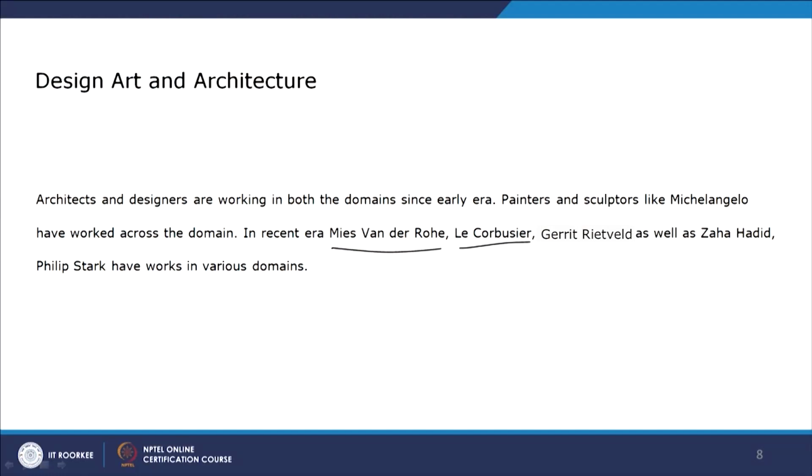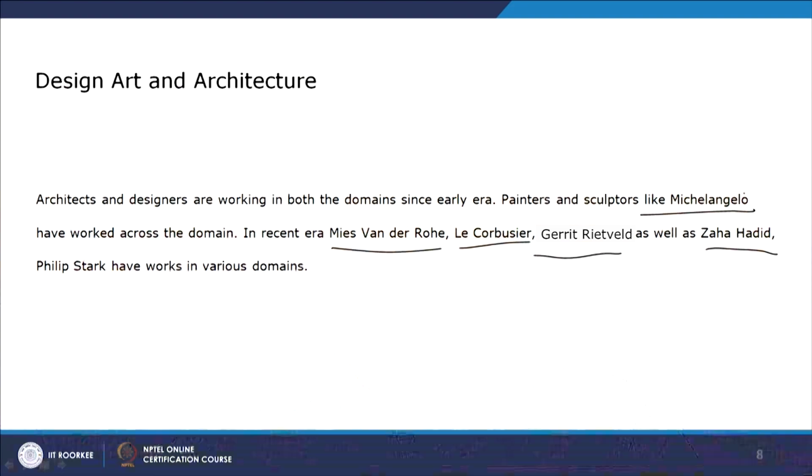For example, even in today's time, we see Mies van der Rohe, Le Corbusier, Gerrit Rietveld, as well as Zaha Hadid. They have designed furniture as well, and this was also there in the previous time. We know that Da Vinci was also a scientist, with his influence in science as well as art. And Michelangelo is one of the great examples, who painted the Sistine Chapel and also designed part of St. Peter's Cathedral. So there was a lot of connection between architects, designers and painters.